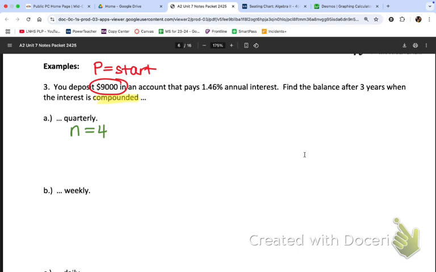Let's see, it pays, sorry, I switched colors on you, 1.46 percent annual interest. And so you need to move that decimal two places to the left, since that's the percentage. So what is R? R is 0.0146. Anything else? Balance after 3 years. This is T. T equals 3.